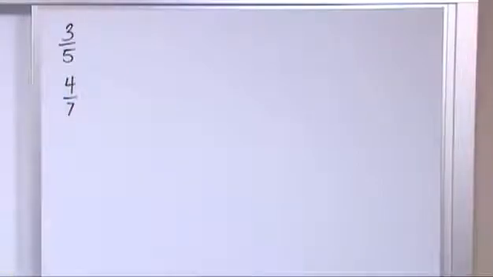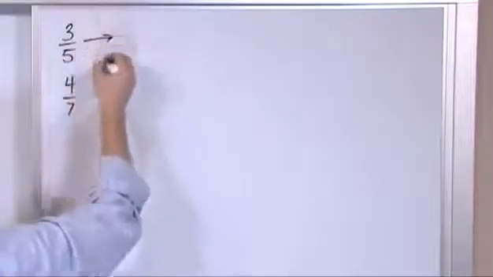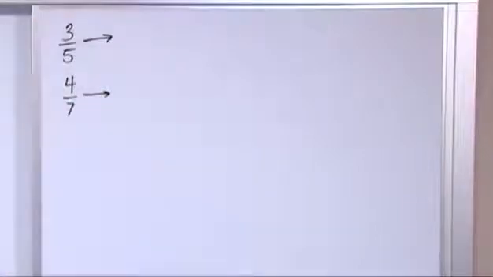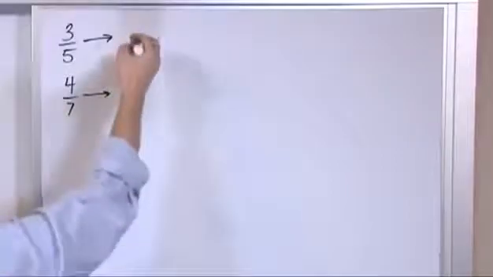Which one of those fractions is greater than or less than? Okay, well, I can't really just work with one of them. I'm going to have to work with both. And I'm going to target the number 35 as my common denominator only because I know I can multiply 5 times something to give me 35, and I can multiply 7 times something to give me 35.